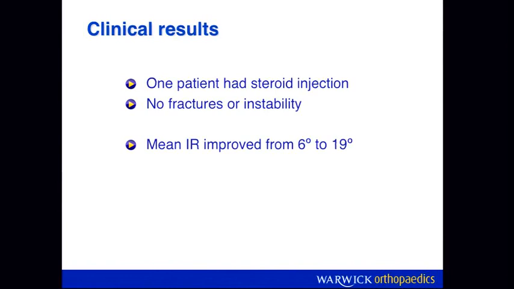We've had no fractures and no patients who've expressed a sense of instability. We were worried about that because we worried that the labral seal might not be retained as it went all the way around the front, but that hasn't been a problem. All the patients have got an improved range of movement. Remember, there was 6 degrees of internal rotation before surgery. Mean is 19 afterwards.